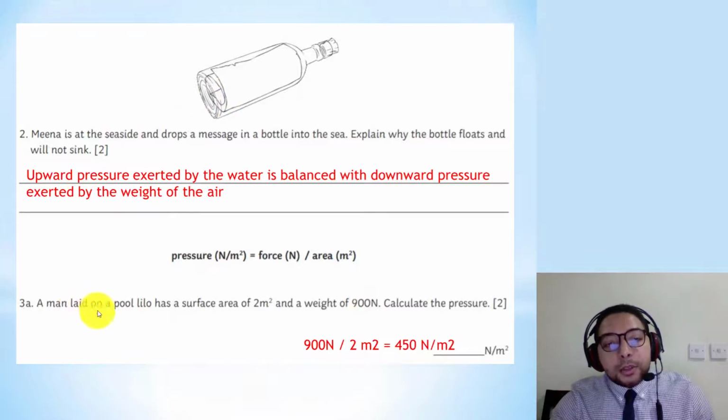A man lies on a pool lilo that has a surface area of 2 meters squared and a weight of 900 Newtons. Calculate the pressure. Pressure can be calculated by dividing the force by the area. So 900 Newtons is going to be divided by 2 meters squared, and this is going to give us 450 Newtons per meter squared.